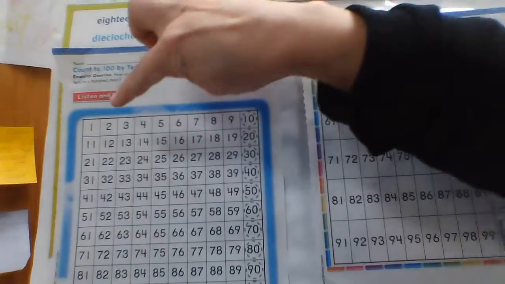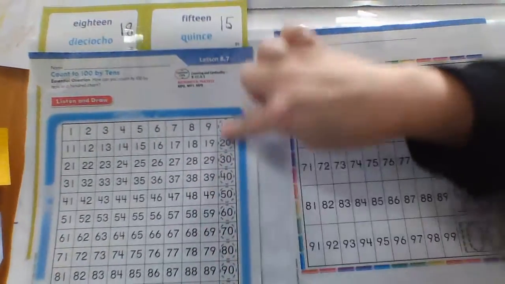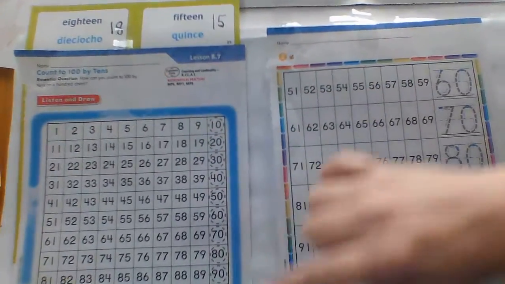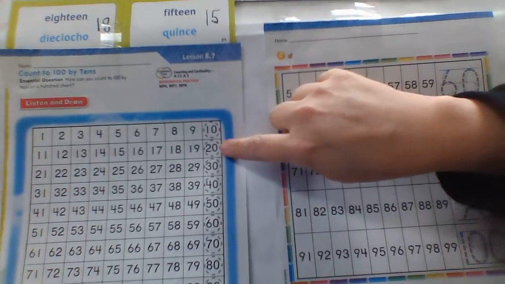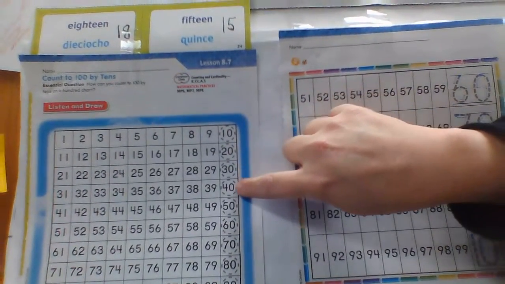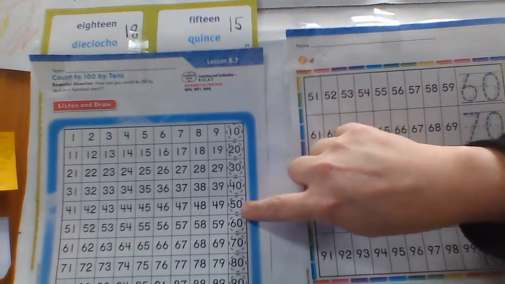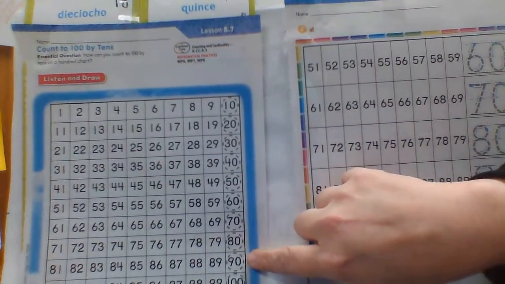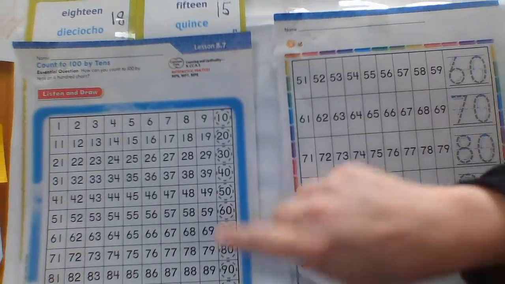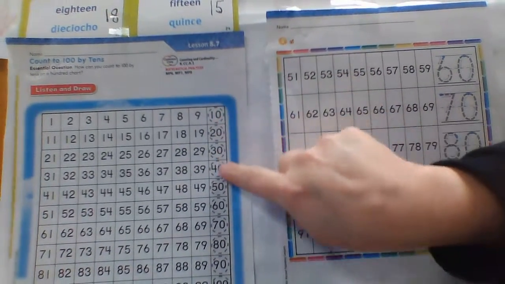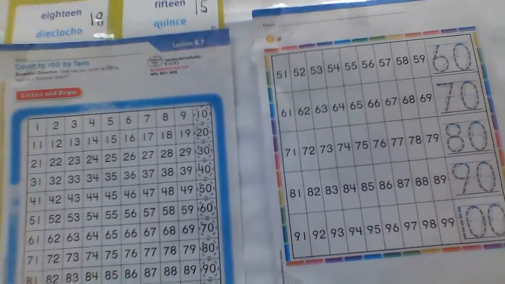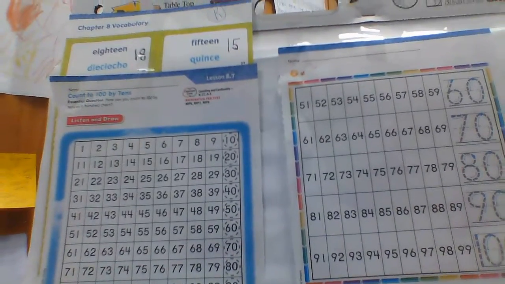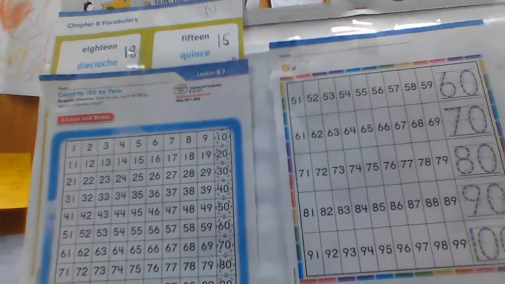Okay? So we know that this here would be counting by tens. So let's do it again. 10, 20, 30, 40, 50, 60, 70, 80, 90, 100. And you can see they have a circle around each of them, and they want you to trace over that to show that you can count by tens to 100. So let me turn the page.